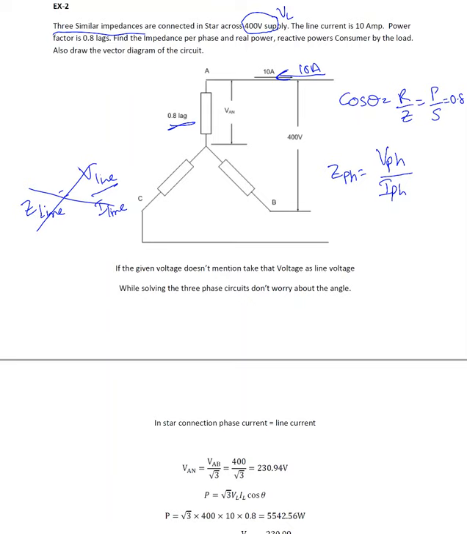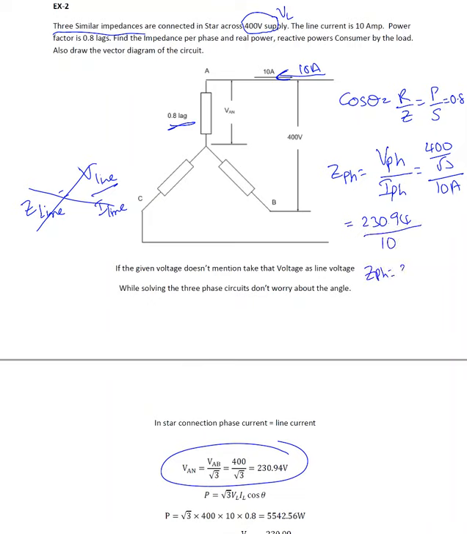Now the phase, I know phase value, which is 400 over square root 3 divided by IPH is 10 ampere. So 400 divided by square root 3, which is 230.94, it's right here. So 230.94 divided by 10, ZPH equal to 23.094 ohm. So once I have ZPH, I can find R value.